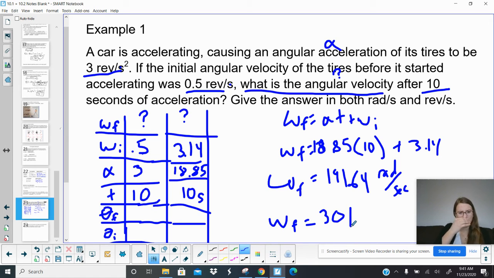Do I have this correct? 191.64 divided by 2 pi.